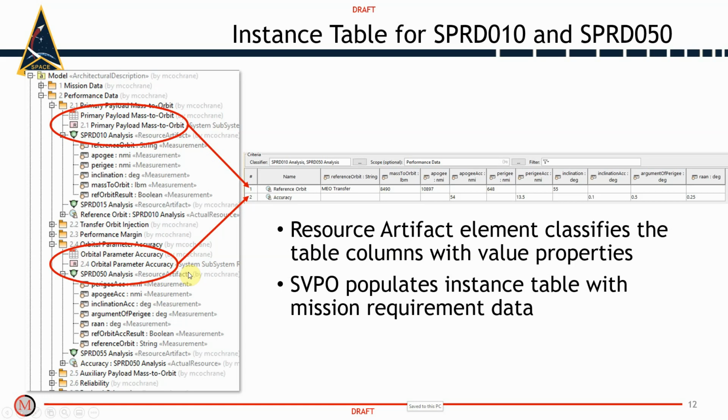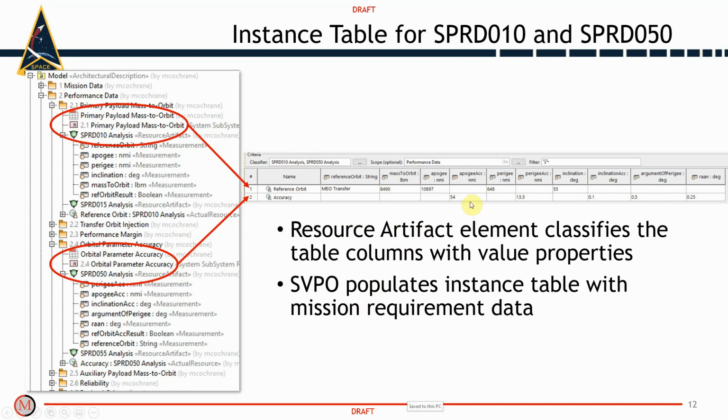So we're looking at package 2.1 and package 2.4. So we put those together in one table, which is classified by both those requirements, and you can see that we now have a table the Space Vehicle Program Office can populate with the type of reference orbit, in this case, what the mass to orbit is, what its apogee is, what its perigee is, the inclination, and any of the other orbital parameters, as well as the accuracy on those parameters.